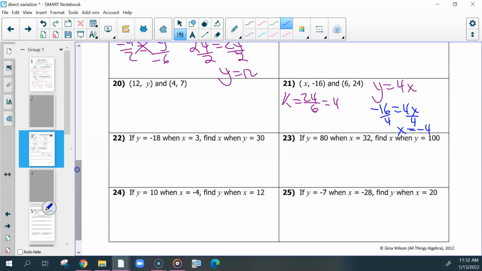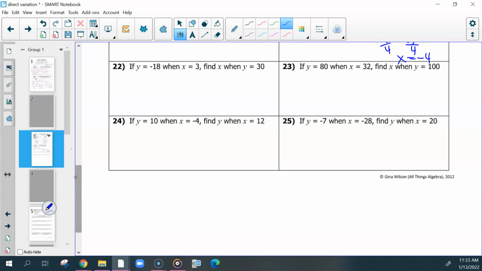Do we have any questions on how we set that up, solved it, or got that answer before we do a couple more? We're going to do 22, but we're going to go back and do this one by proportion, and then do 25 and do this the same way we did 21.